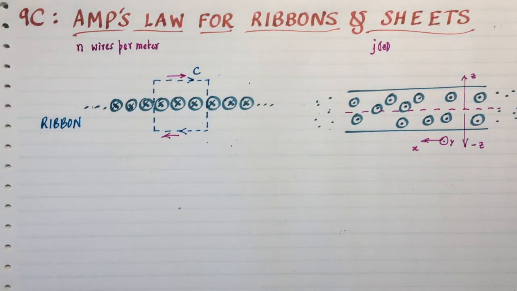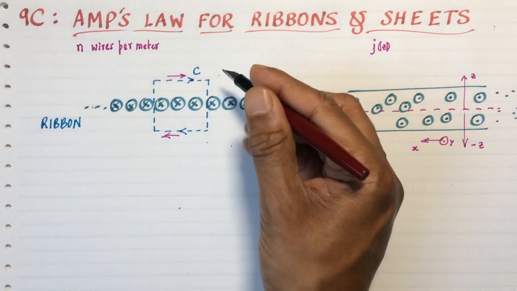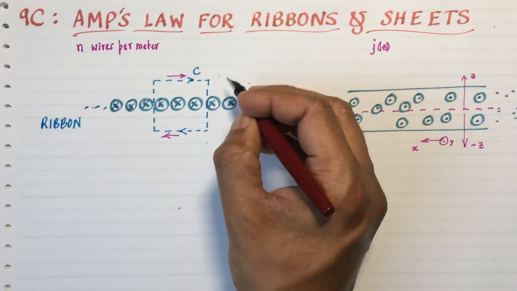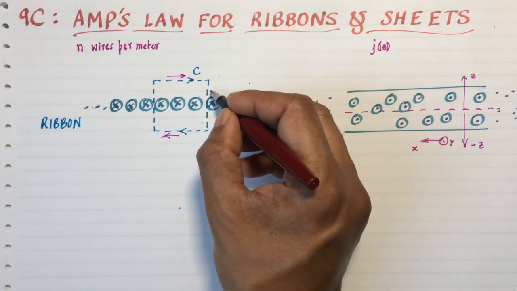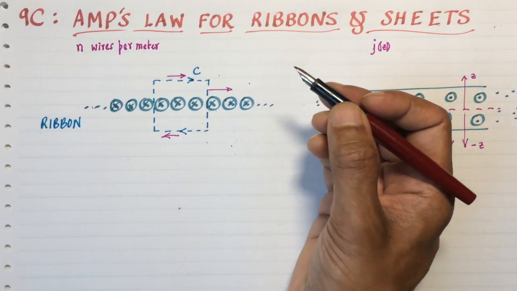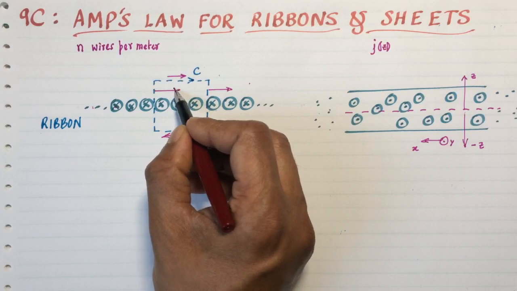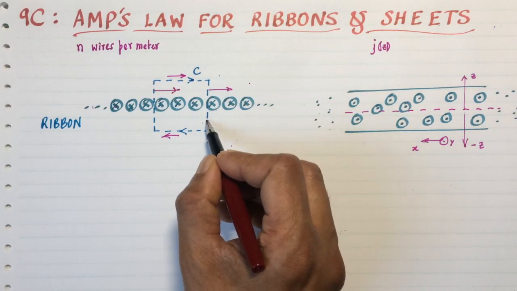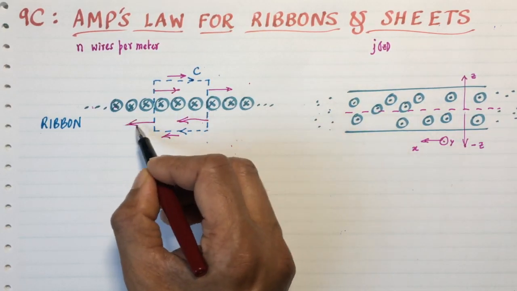Now I do not know yet if there are going to be magnetic fields on the sides. If there are, it's presumably going to be bigger as you get closer. So I'll draw some bigger fields here. Okay. And over here, I'll draw bigger fields in the opposite direction.